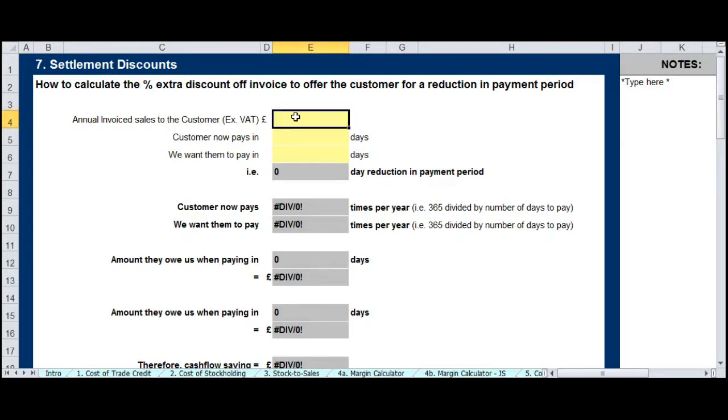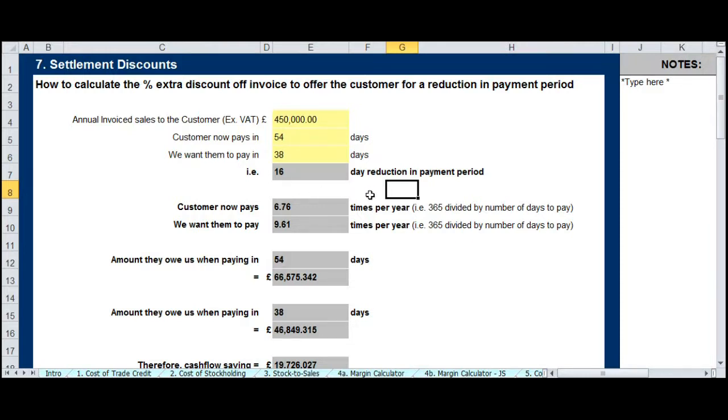Now, to calculate the settlement discount, we need to put in some figures from your business. So let's assume that you're selling £450,000 a year to this customer. At the moment, they're paying you in 54 days. What you want is to have them pay you in 38 days. In effect, a 16-day reduction in credit period obviously reduces your risk and the cost of financing the credit, given that the period of credit is shorter.